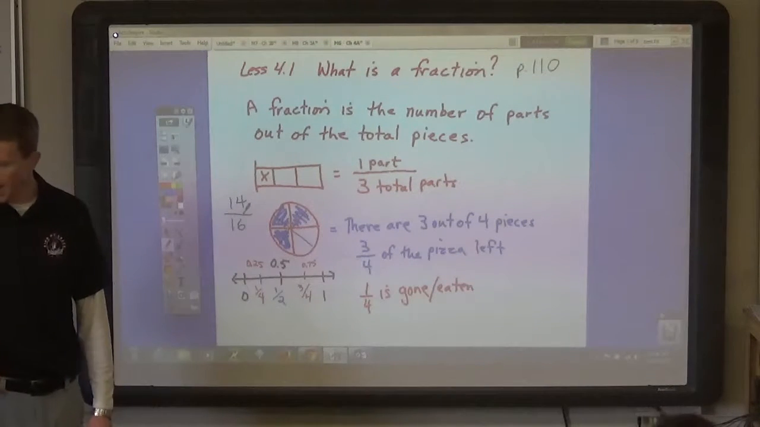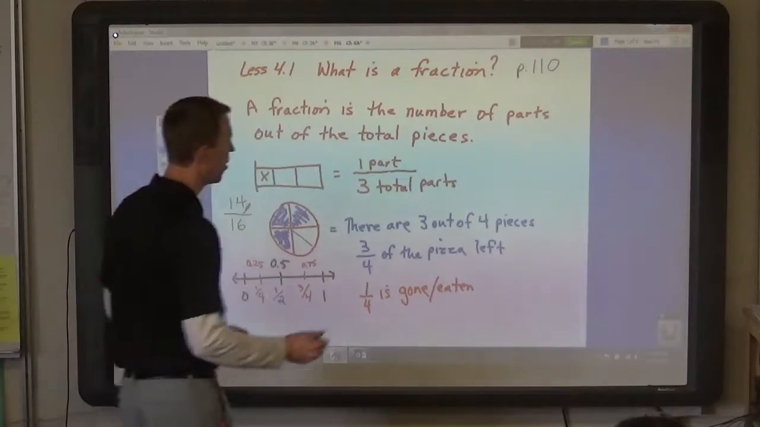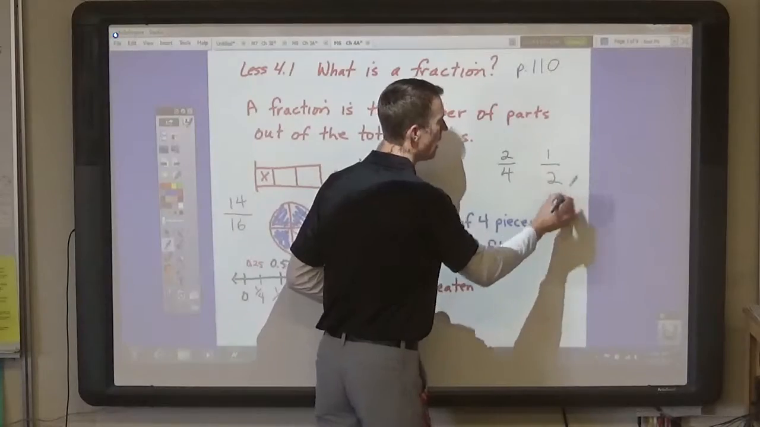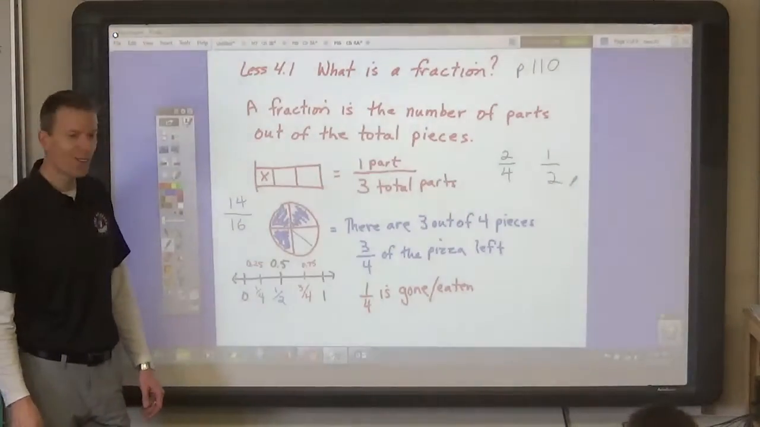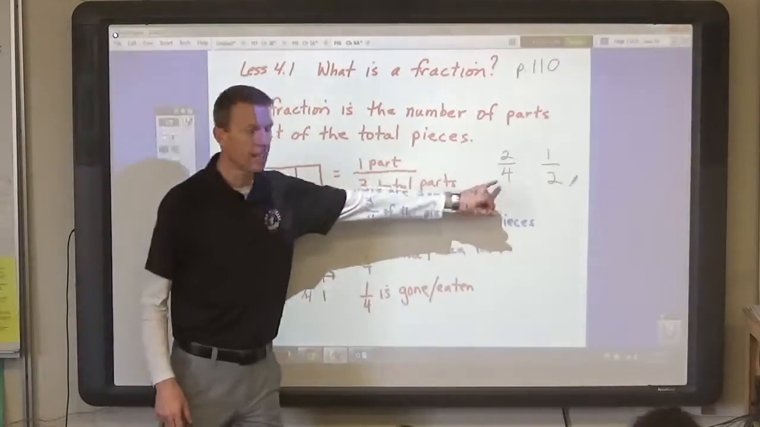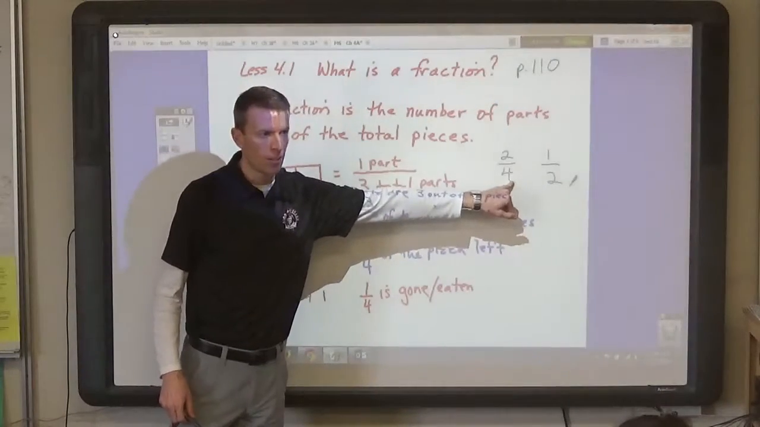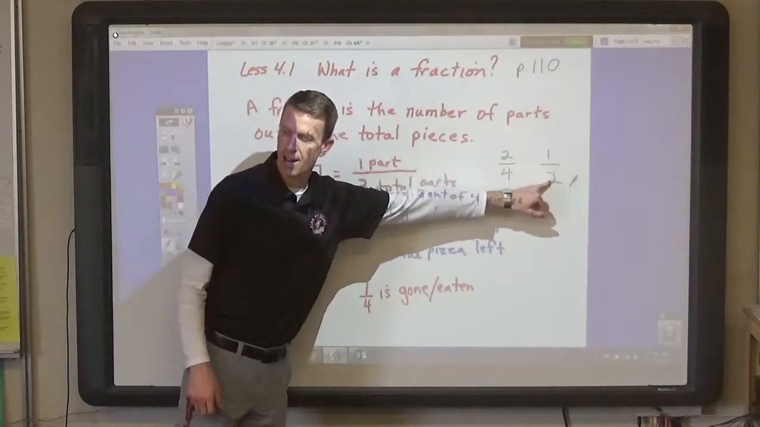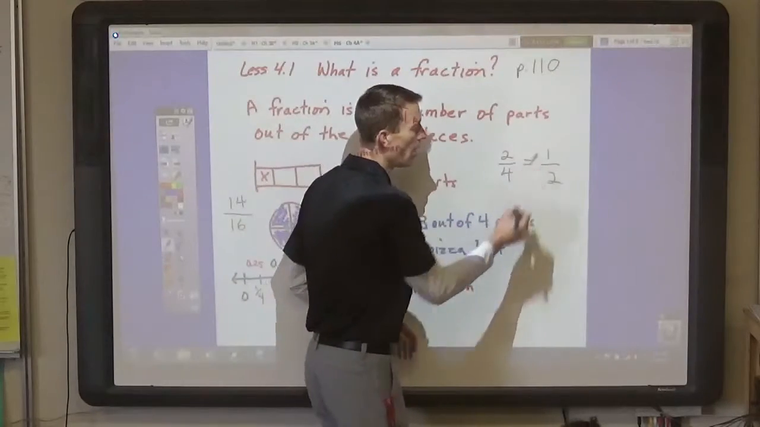What's another way to say that? Nate? 1/2. You see how 2/4 and 1/2 look the same? What's the same about 2/4 and 1/2? Tyler? The amount. The amount, exactly. Not the piece size, but the amount. The pieces are actually smaller in 2/4, aren't they, compared to 1/2? So it's the amount. They are equal amounts.